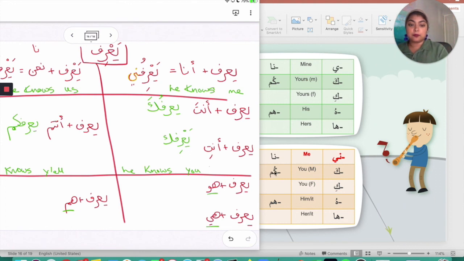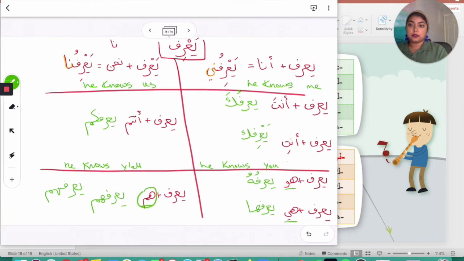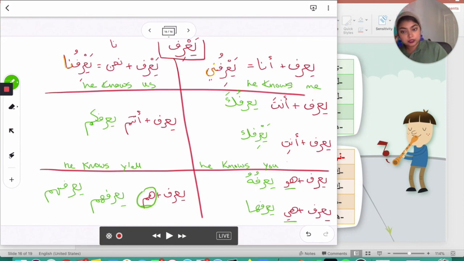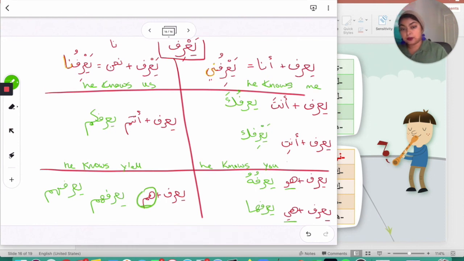So remember we have here كم. He knows him, يعرفه. He knows her, يعرفها. He knows them. This is the easiest one because hum just gets attached to the end. يعرفهم. And of course, you can write your ha like that too if you want. Okay. So that chart, make sure that you memorize it.